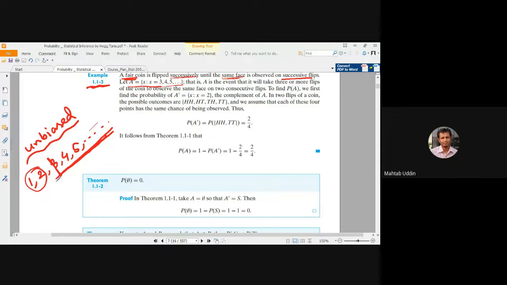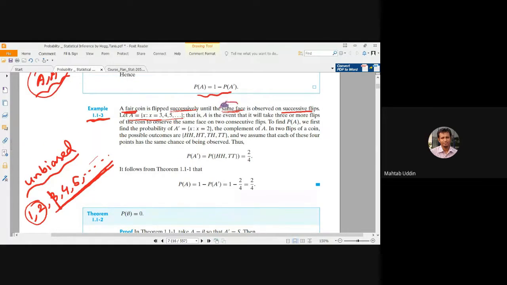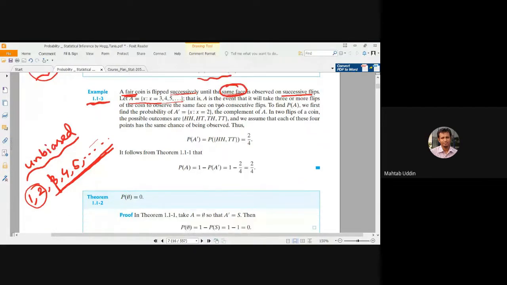But we are considering the successive flips. Successive means what? One after another. But the same face, same means what? Is it possible with only one toss? No, sir. At least how many tosses are needed? 2 times. That's why x is 2. Because anyone can ask me why 1 is not included. If you take x equal to 1, meaning a single time, same face is not possible. Not only mathematical calculation is required, logical facts should also be taken into account.